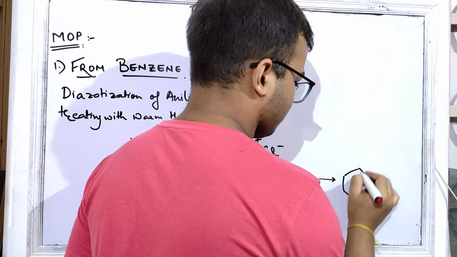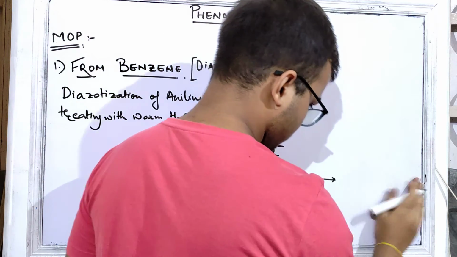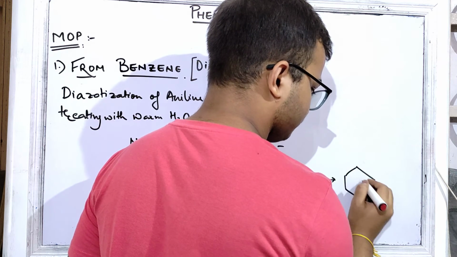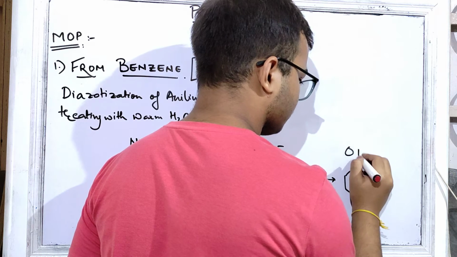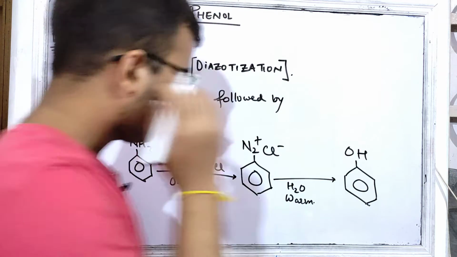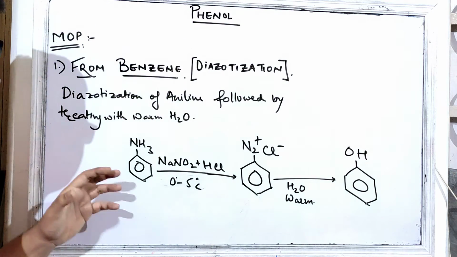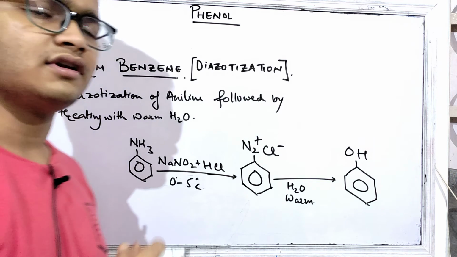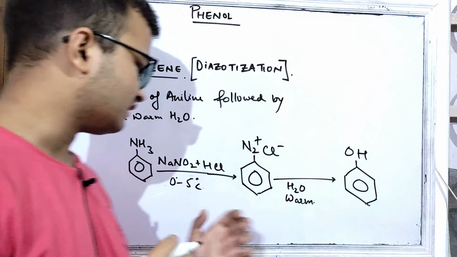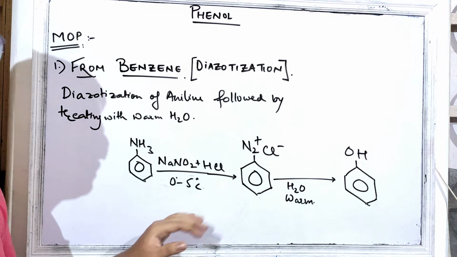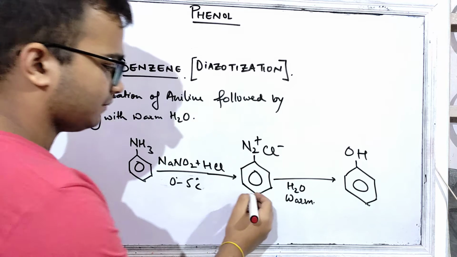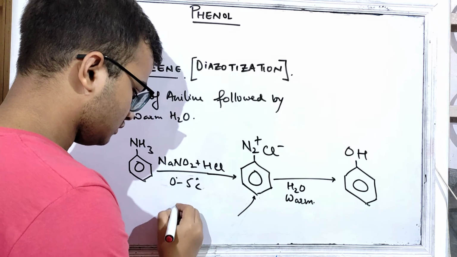This is my required product, which is phenol, right? So what I did, this was my aniline. I performed diazotization with NaNO2 plus HCl at 0 to 5 degrees centigrade, and we obtained a salt, and this is called the benzene diazonium salt.